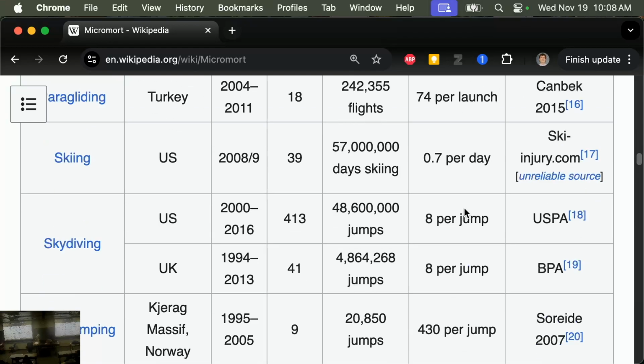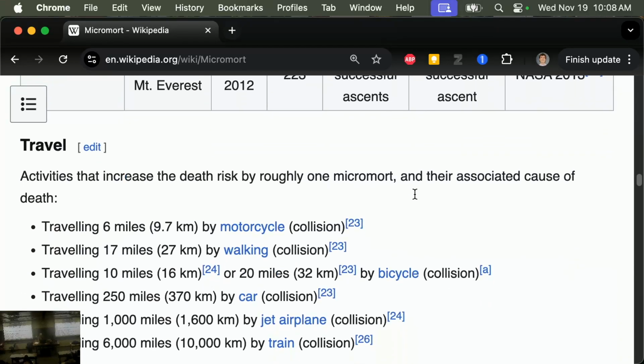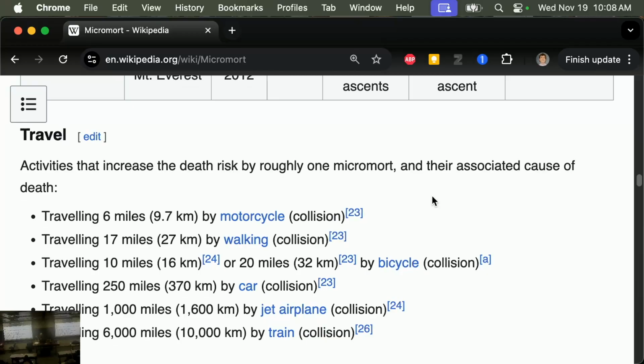Okay, and you have all sorts of things. These are useful for, here's another one I really like, for travel. If you go by motorcycle, you can go 6 miles before you get 1 micromort. But if you go by airplane, you can go 1,000 miles before you pick up 1 micromort.